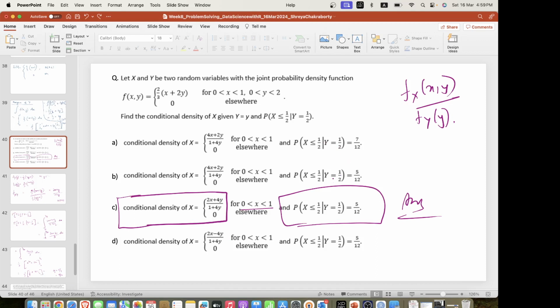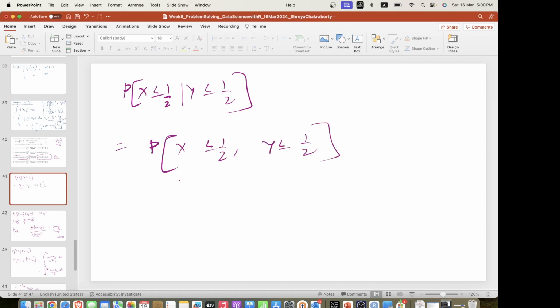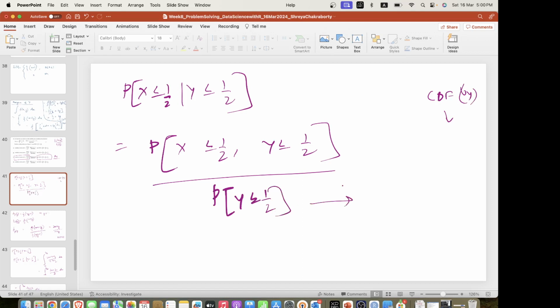If you don't have an equal-to, well and good, you just have to do, let's say, a variant of this sort of problem: probability x less than or equal to half given y less than or equal to half. Then you find probability x less than or equal to half, y less than or equal to half, and from the marginal CDF of y find probability y less than or equal to half. The ratio gives you the answer.